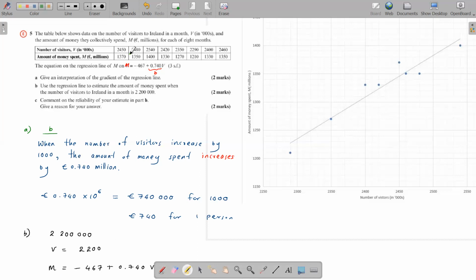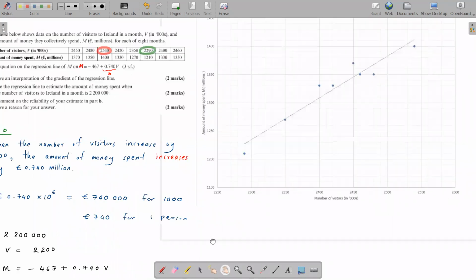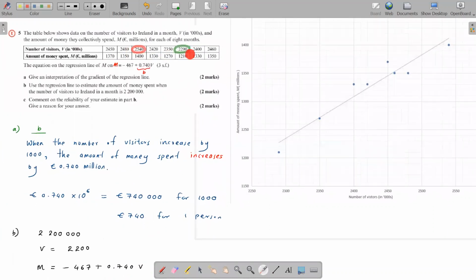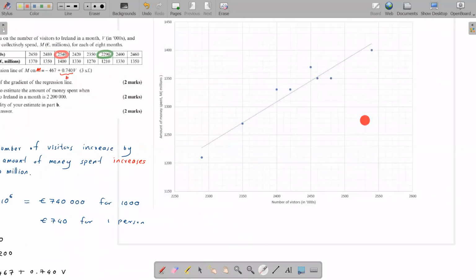So if you check your V value here, what's the smallest V value we get here? 2290, right guys? 2290 is the smallest V value we have. Right, and then what's the largest V value we have? I think it's 2540, right guys? The biggest, 2540, right? That's the biggest. Yeah, so the smallest is this, the green one, and the largest is 2540. You can see it on the graph. The smallest is over here and the largest over there. So then anything in between these two values is perfectly fine.